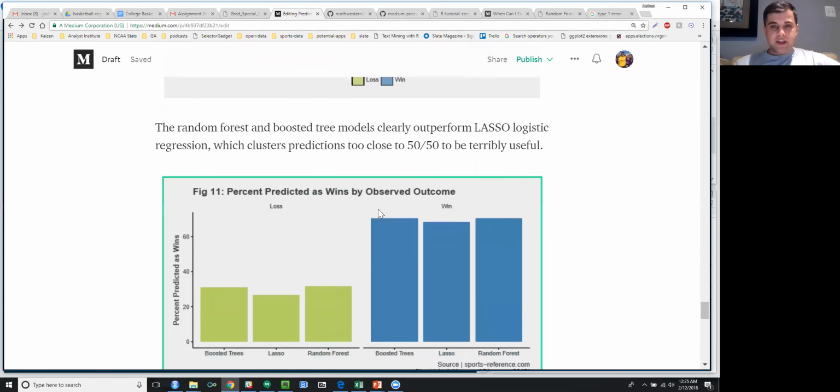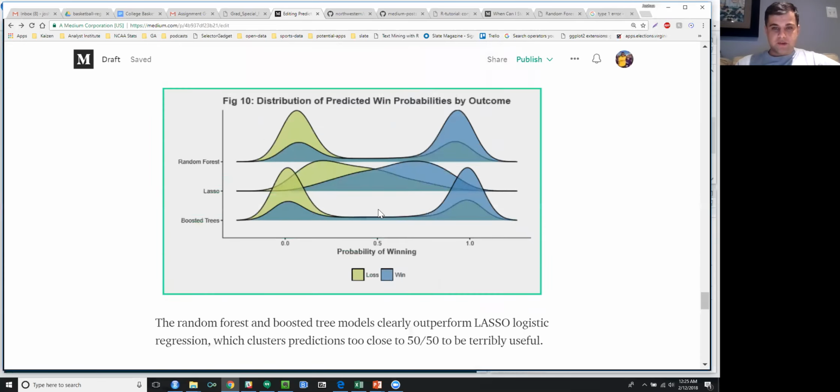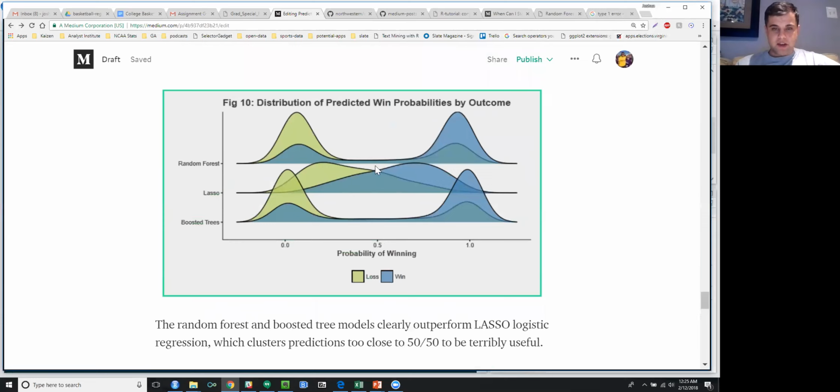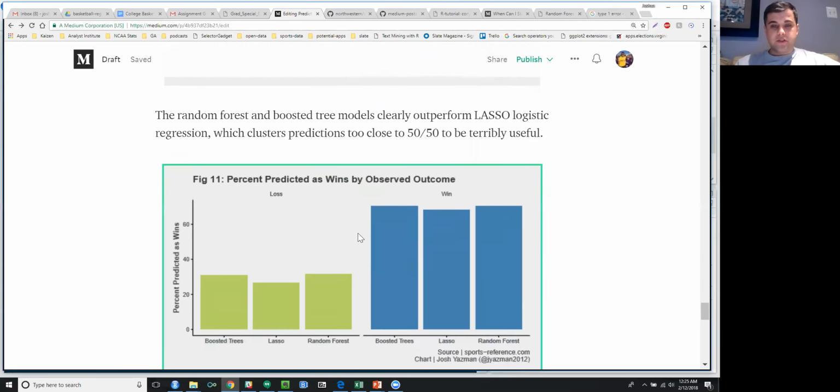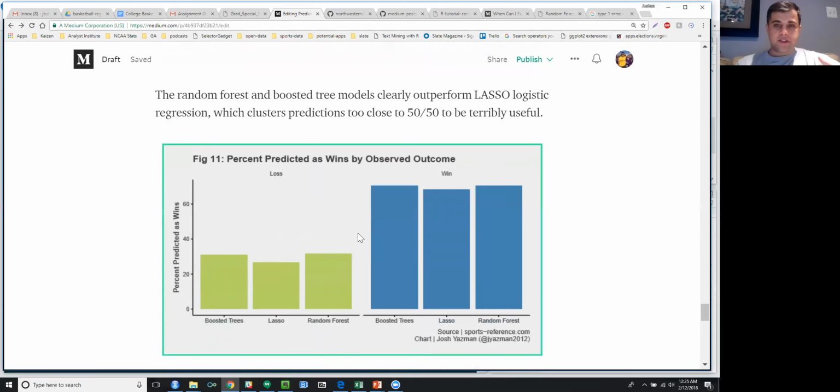So setting a cutoff of 50%, which means everything to the right of 50% we're going to predict as a win, and everything to the left we're going to predict as a loss, using that cut point, there are some slight differences in the performance of these models. Not as much as I would have expected, but there are slight differences.